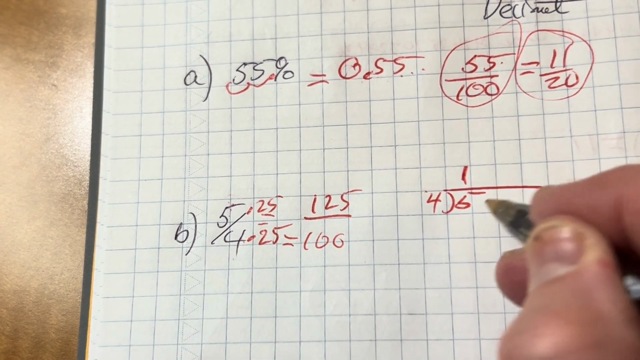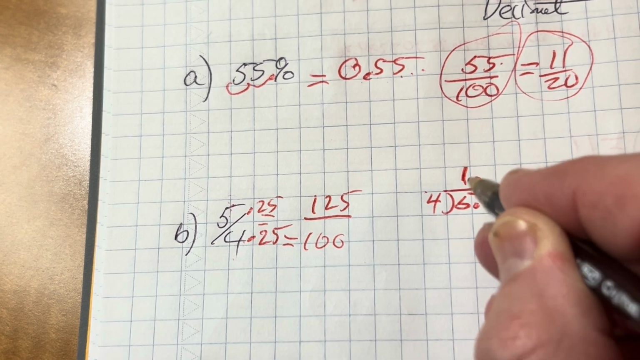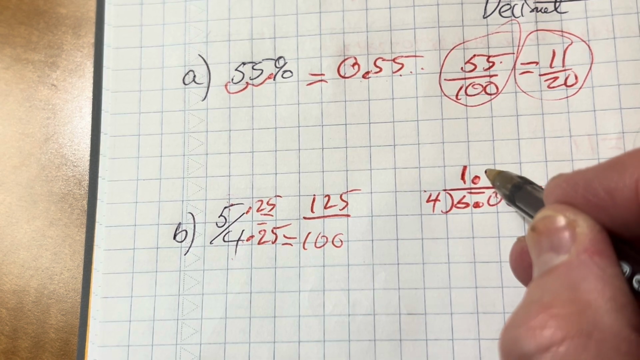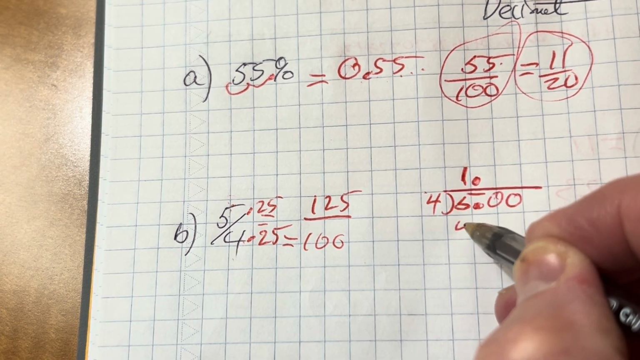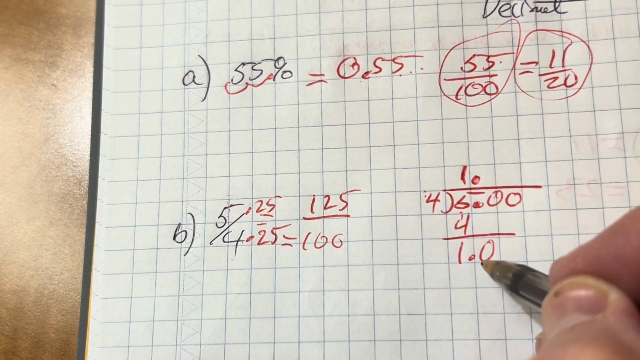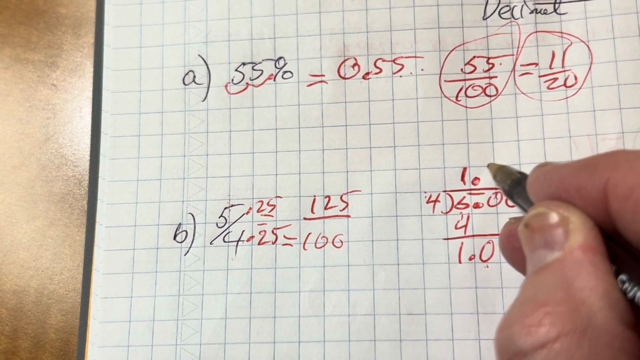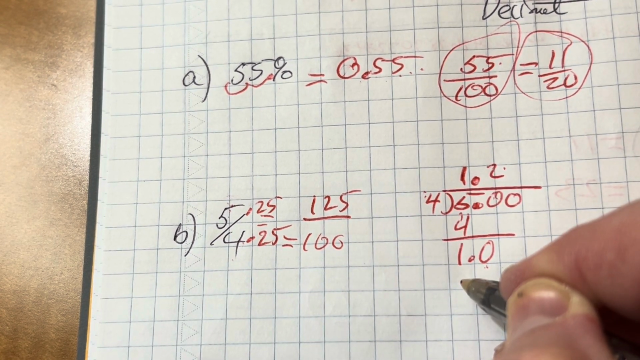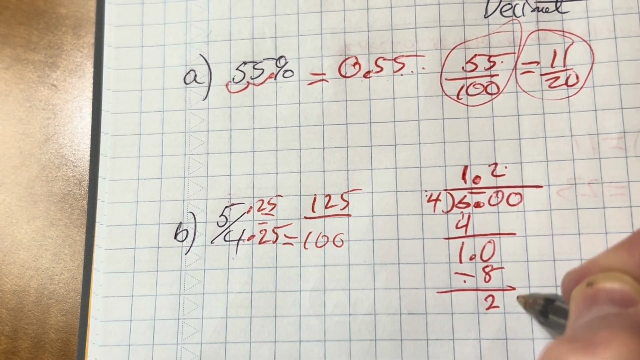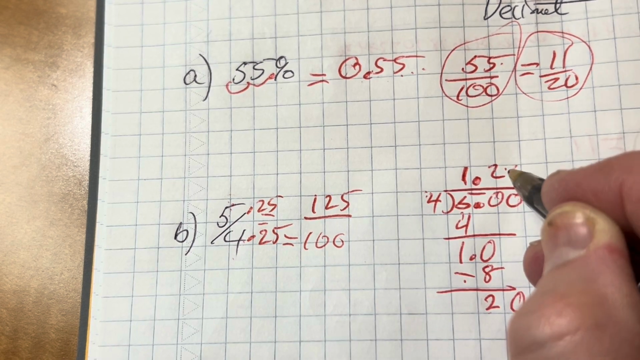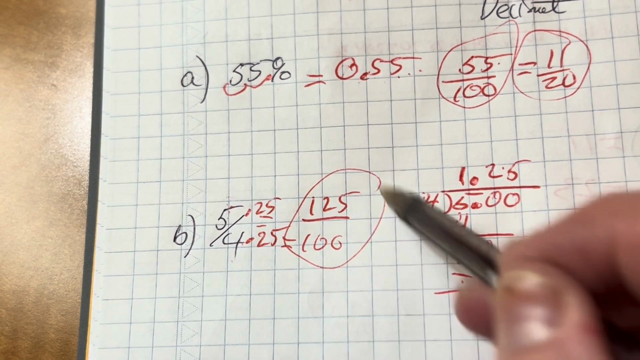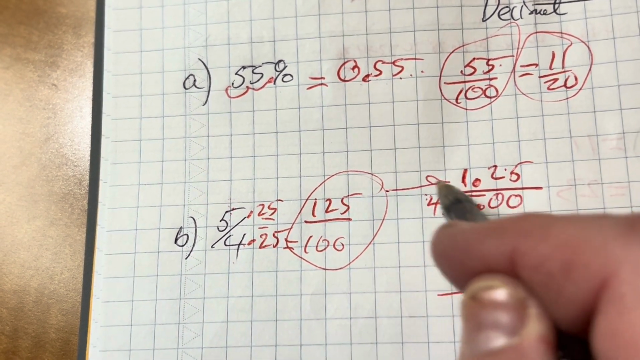Well, I know it goes in there once. Okay? And I'm going to put a decimal point here. I add some zeros. So it goes here once. That gives me 4. I have 1. 1.0 or 10. 4 goes into this twice. That gives me 8. Do my subtraction. That gives me 2. I bring down this 0. 4 goes into 20. Oh yeah, 5 times evenly. Yep, 1.25. Oh, look, 125 over 100. That's also the same as that decimal.